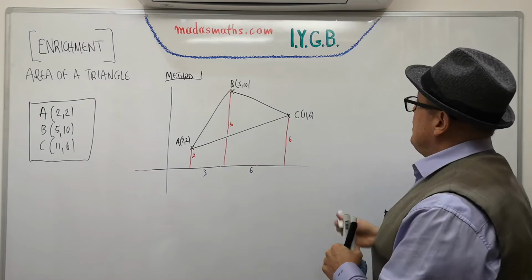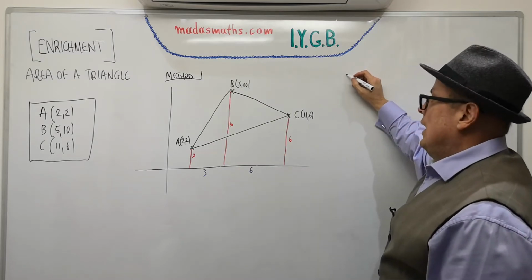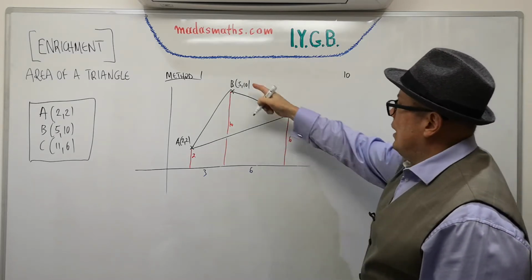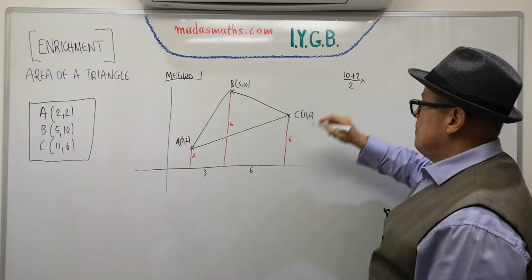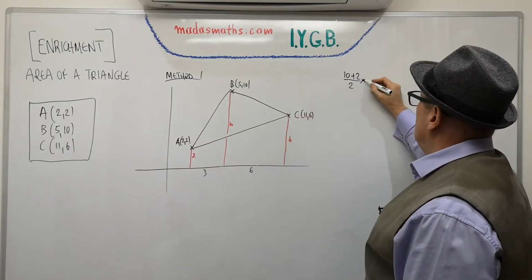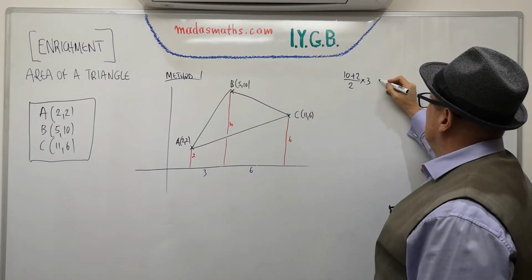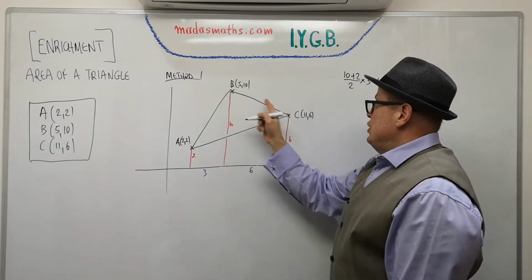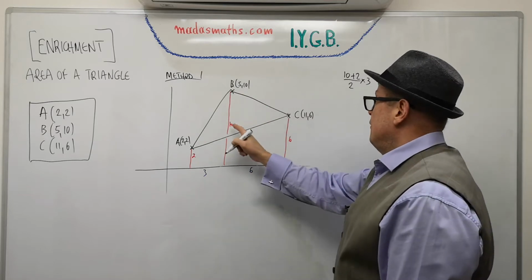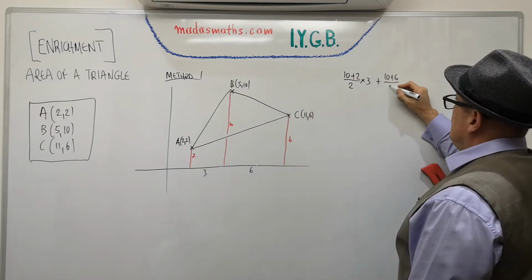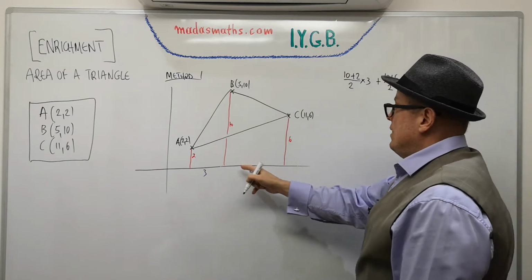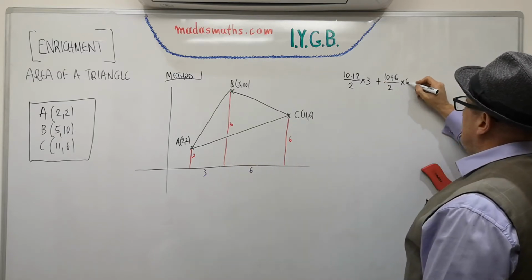This trapezium, the area is going to be the average of the 2 parallel sides, 10 plus 2 divided by 2, the average, multiplied by the height, which of course is 3. And we need to add this trapezium. So that is going to be the average of the two parallel sides, 10 plus 6 divided by 2, multiplied by the height of this trapezium, which of course is 6.